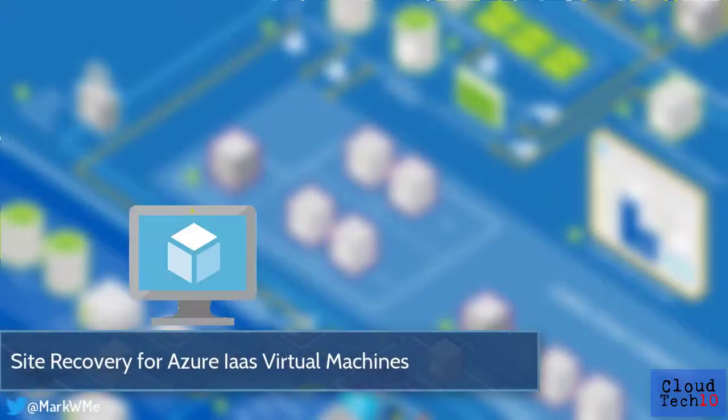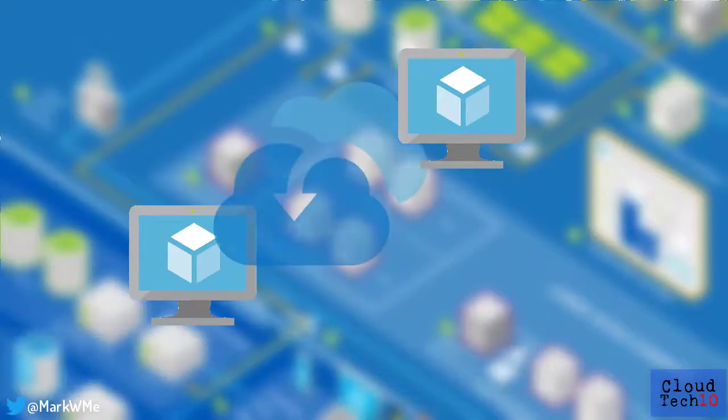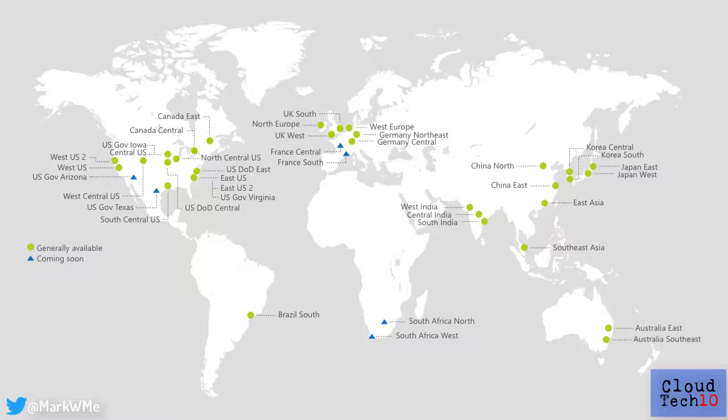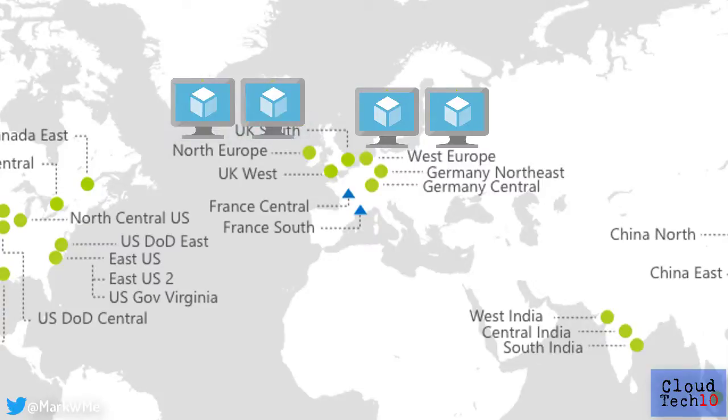Disaster recovery for Azure IaaS virtual machines is now available in public preview. This feature uses Azure Site Recovery to allow you to replicate IaaS-based applications to a different Azure region. I've got 2 IaaS web servers running in the West Europe region as part of an availability set. I'll set up disaster recovery for these servers in the North Europe region.